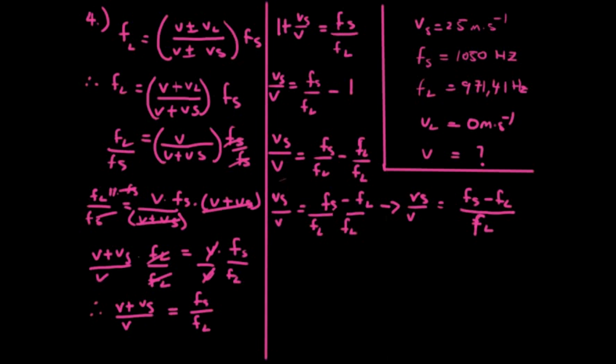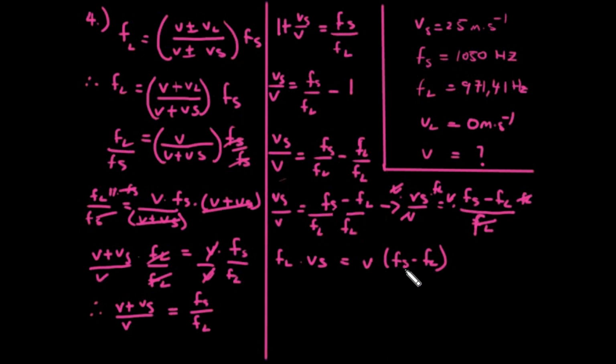There we go. Okay, now that we have that, we now need to get v back to the subject of the formula, and this is where the cross multiplying comes in again. So what we're going to have to do is multiply this side by v to cancel, as well as this side by v as well. Then we're going to have to multiply this side by f of l to cancel, as well as this side by f of l. And what do we get? We get f of l times vs is equal to v times f of s minus f of l.